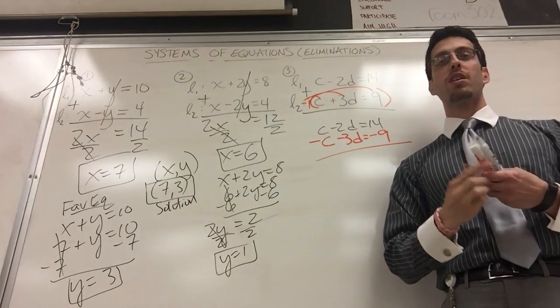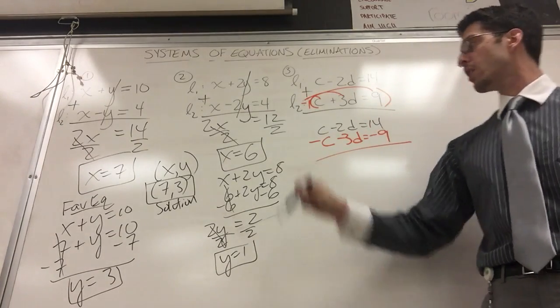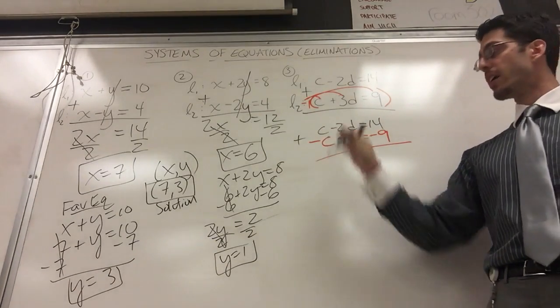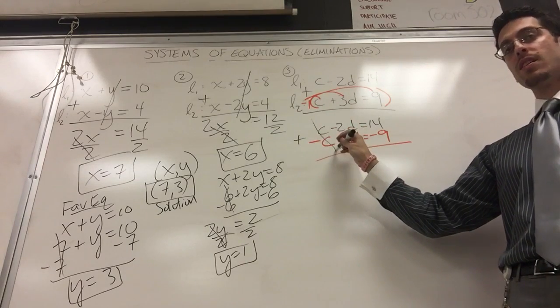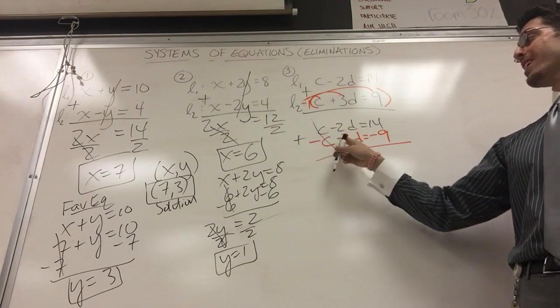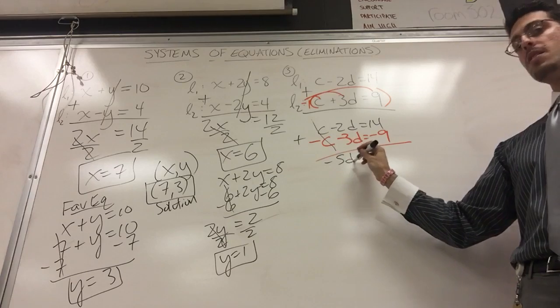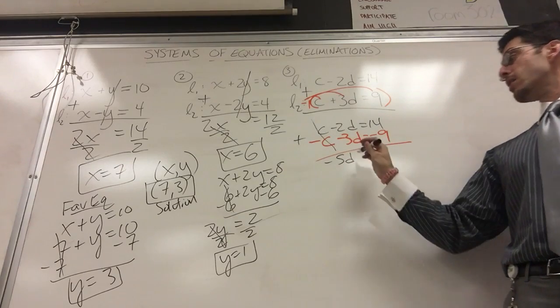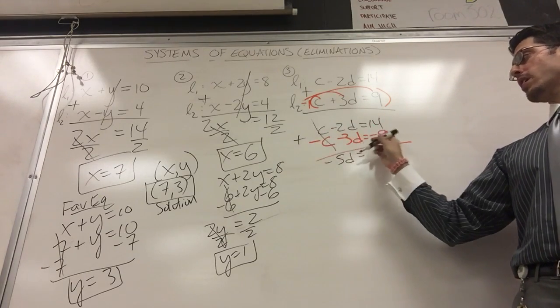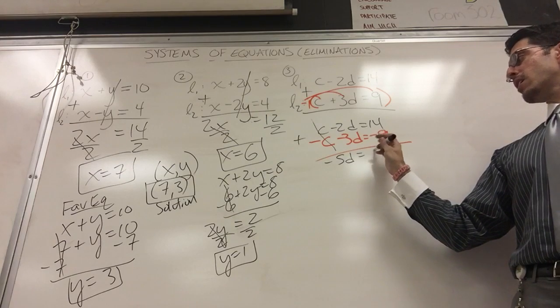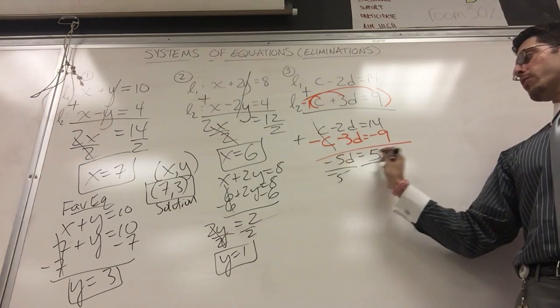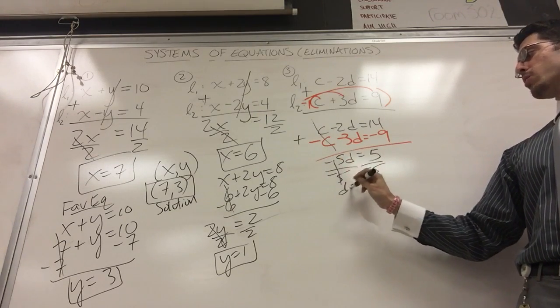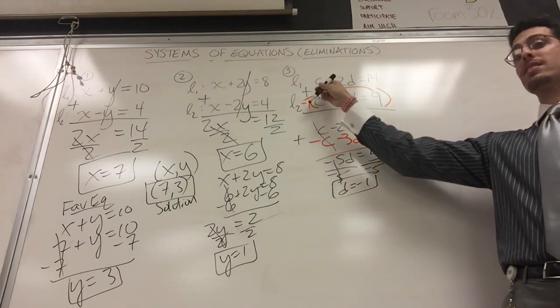Now I can use my trick. Elimination works. Giant plus sign, add straight down. Eliminate. Negative 2d plus negative 3d is negative 5d. And 14 plus negative 9 is 5. Divide by the coefficient. d equals negative 1.